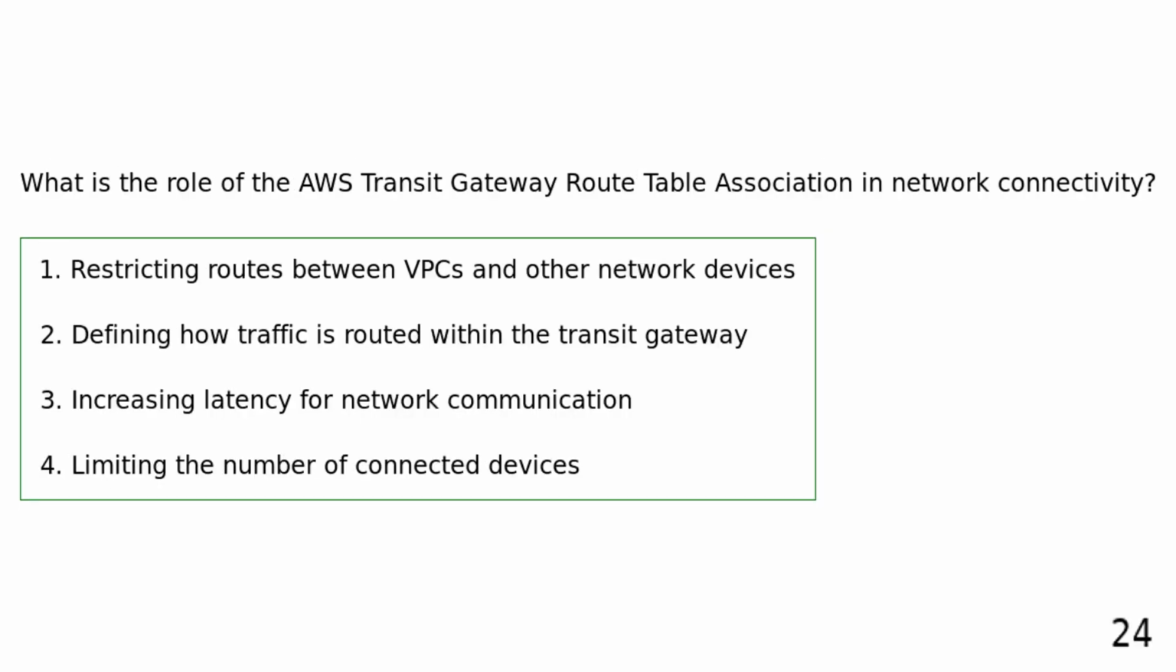What is the role of the AWS Transit Gateway Route Table Association in network connectivity? Restricting routes between VPCs and other network devices. Defining how traffic is routed within the transit gateway. Increasing latency for network communication. Limiting the number of connected devices.